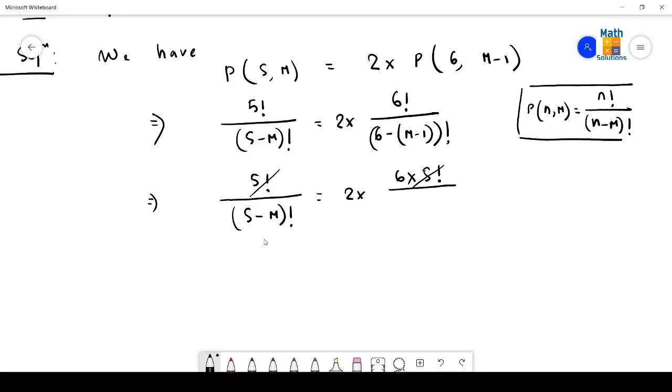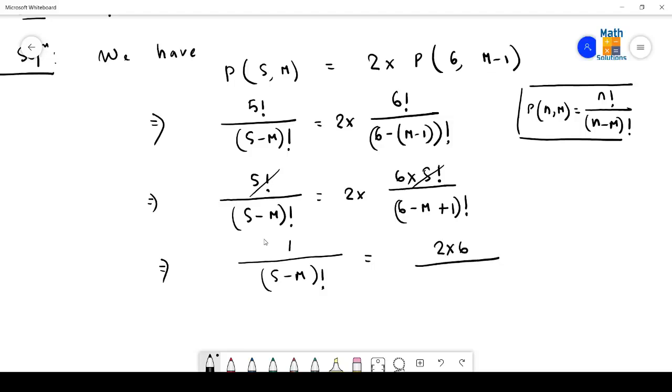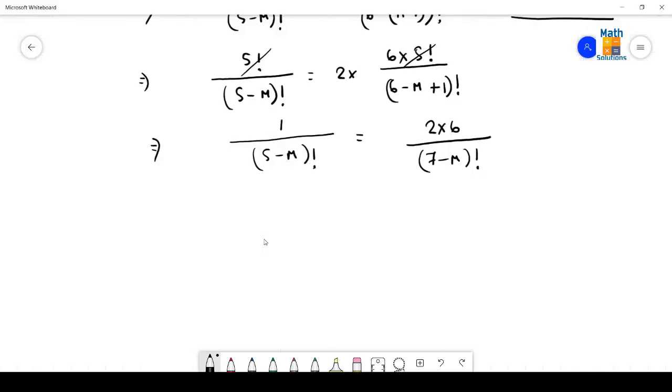And then after, what do I get? 6 minus r plus 1 factorial. So after this I shall write 1 by 5 minus r factorial is equal to 2 into 6 divided by 7 minus r factorial. After that, if I want to proceed with further cancellation, let us do this in this way. 7 minus r factorial I carried to this side, then I kept here 5 minus r factorial, that is equal to 2 into 6.